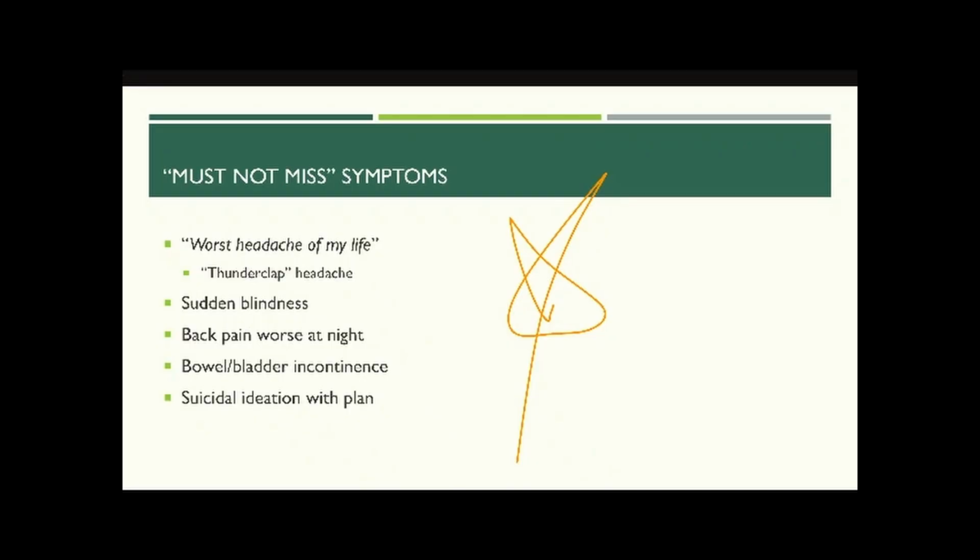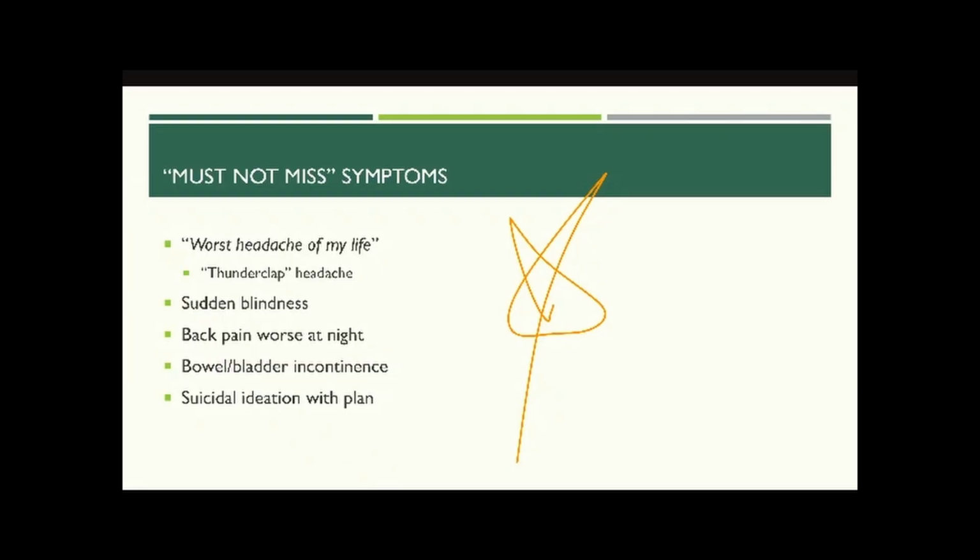Bladder and bowel incontinence. What nerve roots are we worried about? S2 to S4. The pudendal nerve is there. So we're worried about those things with lower back pain, especially something like cauda equina syndrome, where they have a lower back pain where they severed it.